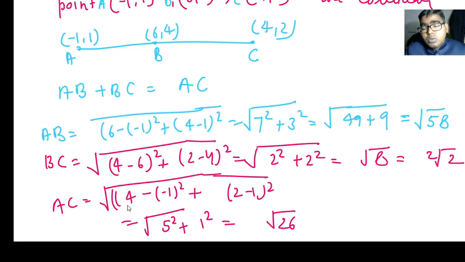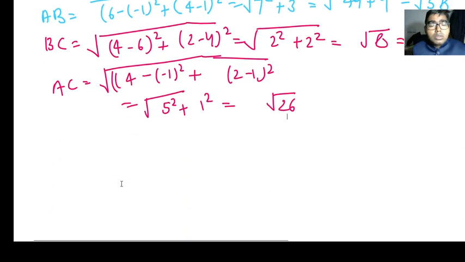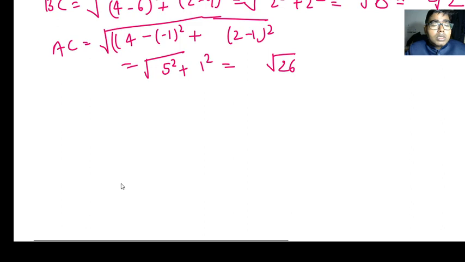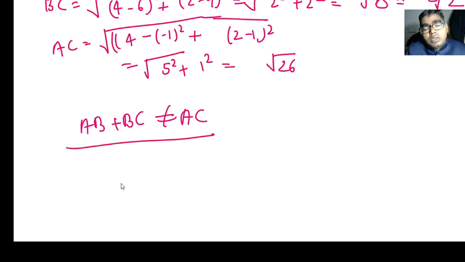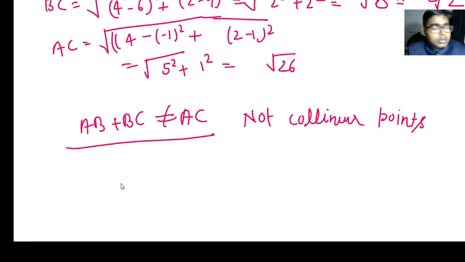So if we try to check, AB plus BC is not equal to AC, so these are not collinear points. Let us see another question.